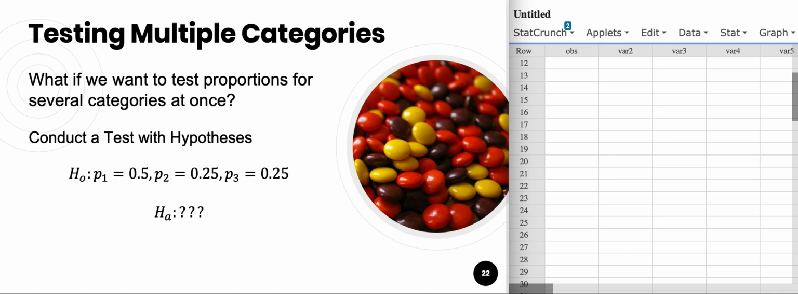So we want to test the proportions for several categories at once. We're going to conduct a hypothesis test where P1, the proportion of orange, is 0.5, P2, the proportion of yellow, is 0.25, and P3, the proportion of browns, is also equal to 0.25. And so the alternative hypothesis would be simply that at least one of those proportions is different than is stated.